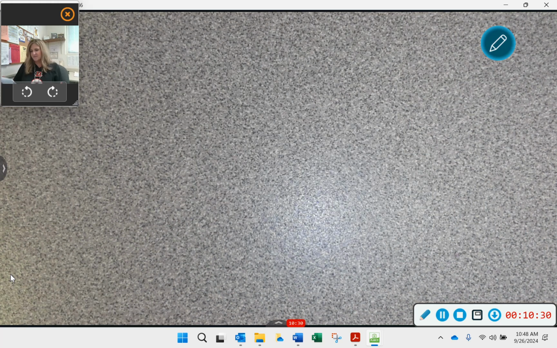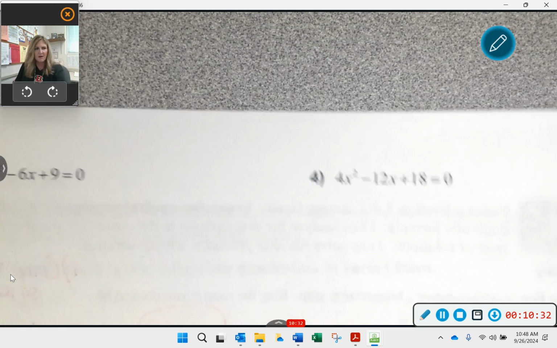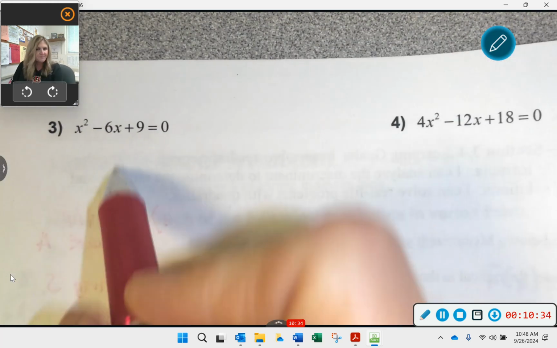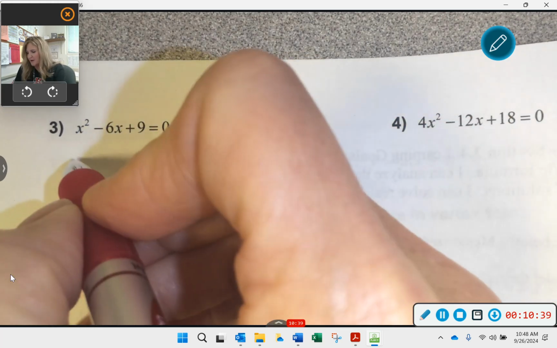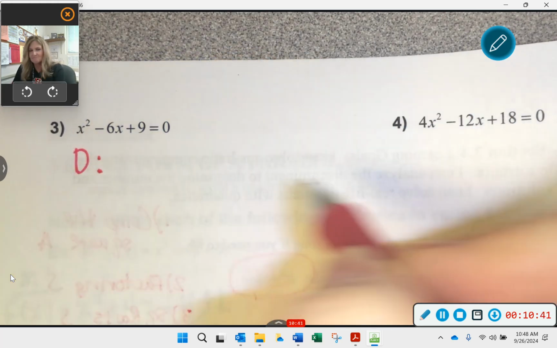All right, guys, let's do one more here on this part. Okay, so right here, I want you guys to figure out what the discriminant is.